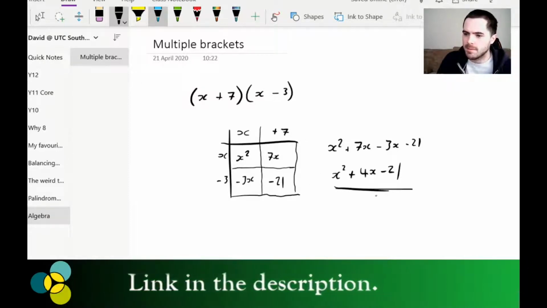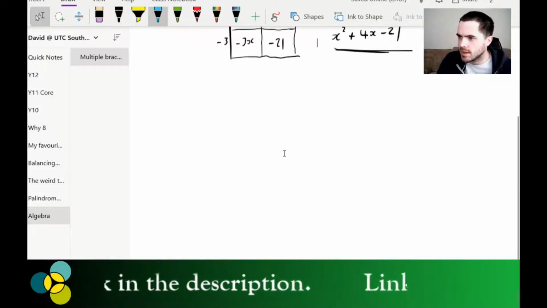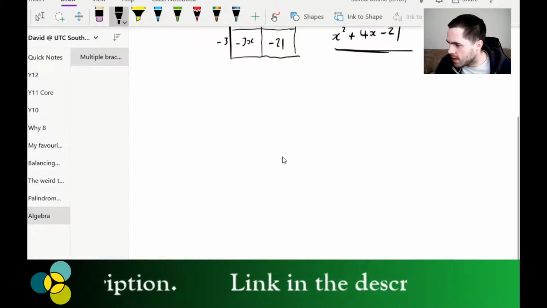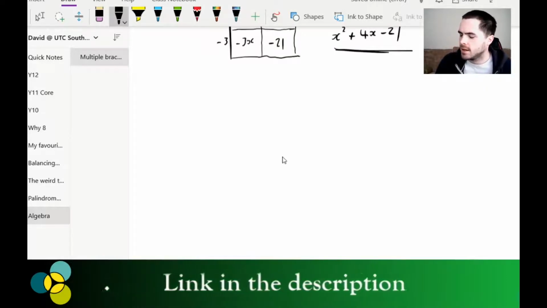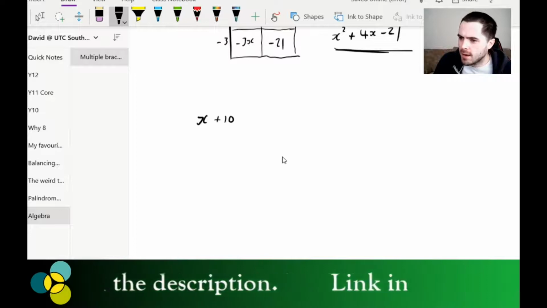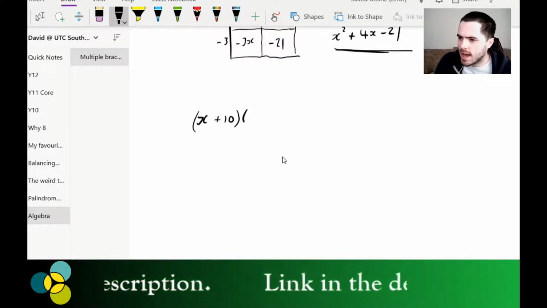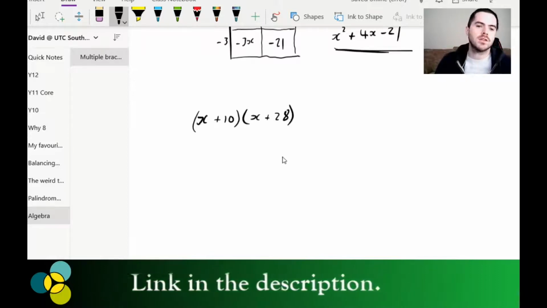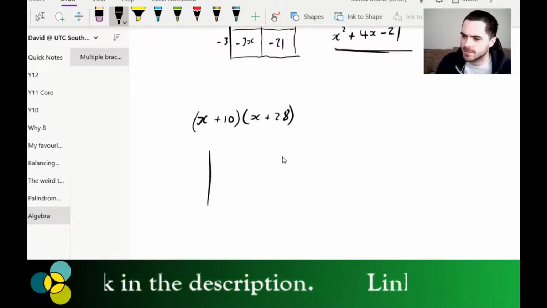I will quick fire another example for you, if I can scroll down on this thing. There we go. Let's pick a couple of numbers. What's the time at the minute? 10:28. Oh, why not? X plus 10 and x plus 28. We're going to expand these two brackets.